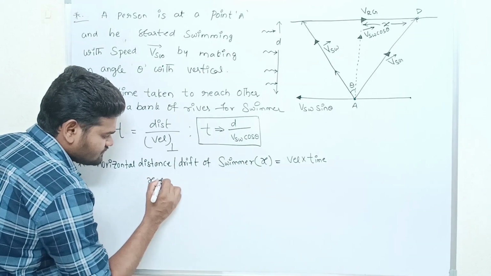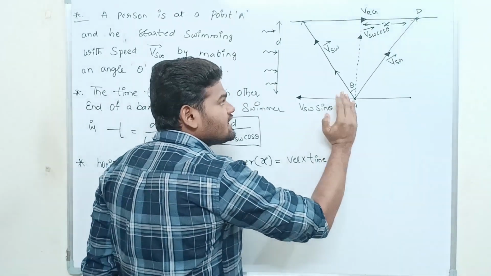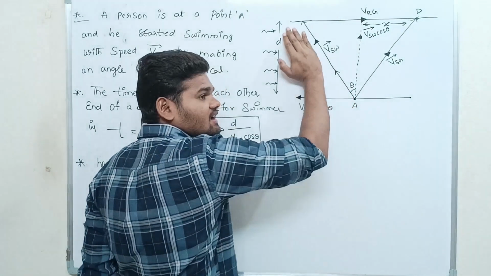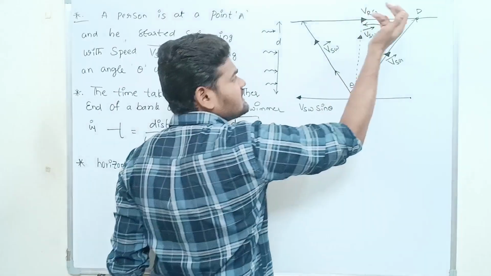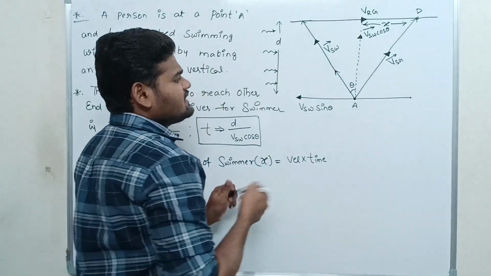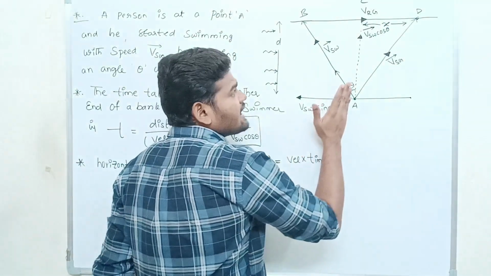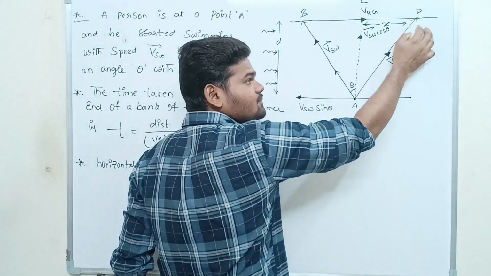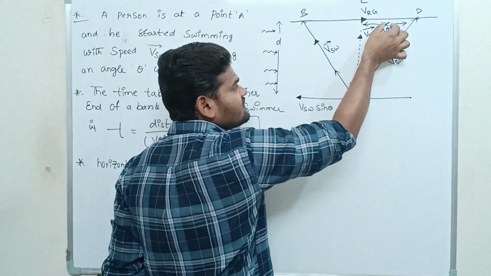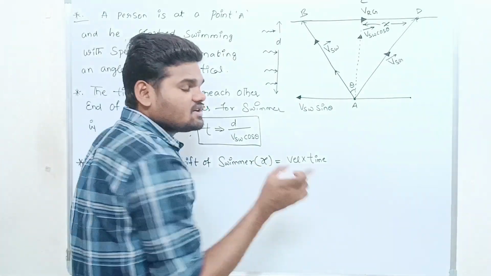So have a look at the figure. It is clear that the man started swimming by making an angle theta with a vertical line in this direction, and he reached the other end of the bank at a point D. Let us consider this is a point B and this is a point C. He is drifted because of the flow of water. How much is he drifted? The horizontal distance is x. So distance is equal to velocity into time.